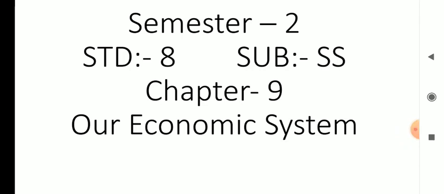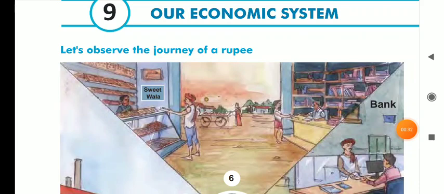Today, in this session, we'll start with our next chapter, chapter 9, our economic system. Students, please open page number 70, chapter 9, our economic system. Here, students, in this picture, we'll see how the journey of a rupee is done.